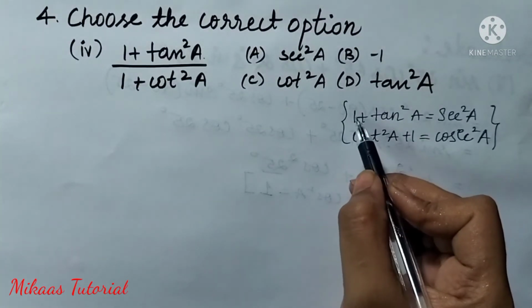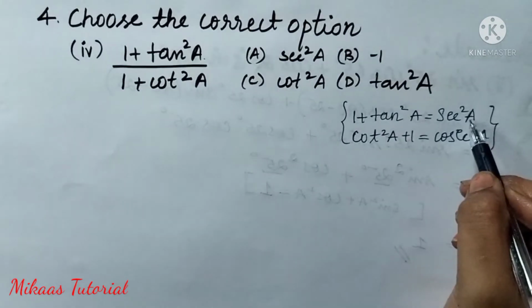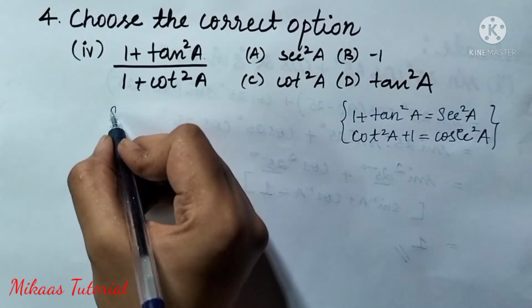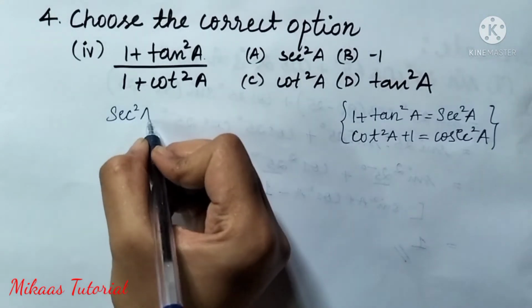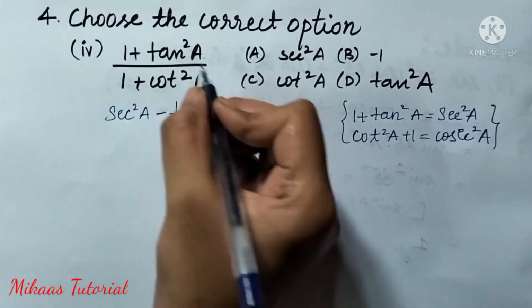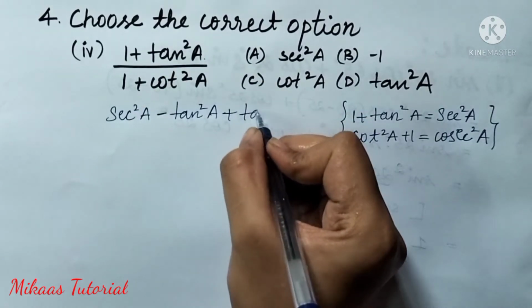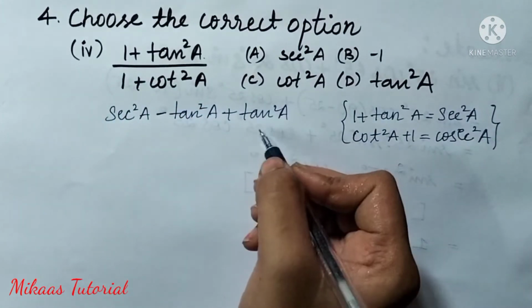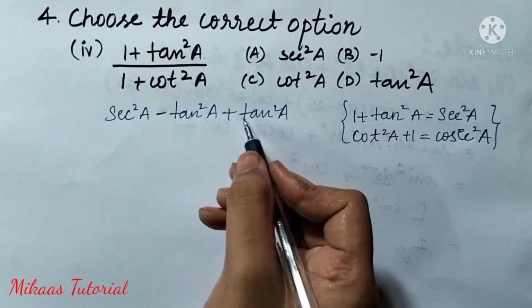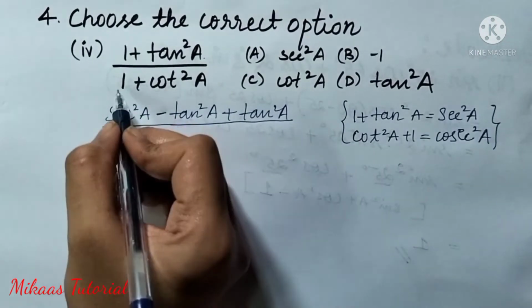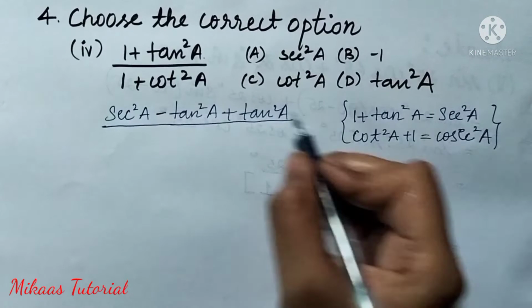Now in place of 1 you can write secant square a minus tan square a. See, in this place of 1 I will write secant square a minus tan square a, and the tan square a is already present. Now converting this 1 in this form, we can cancel this tan square a and tan square a because plus and minus is there. Same way this 1 also we can convert in terms of cot square.